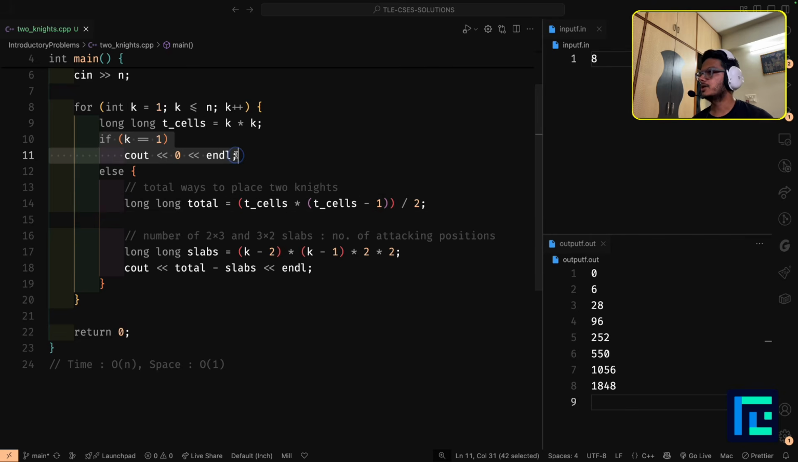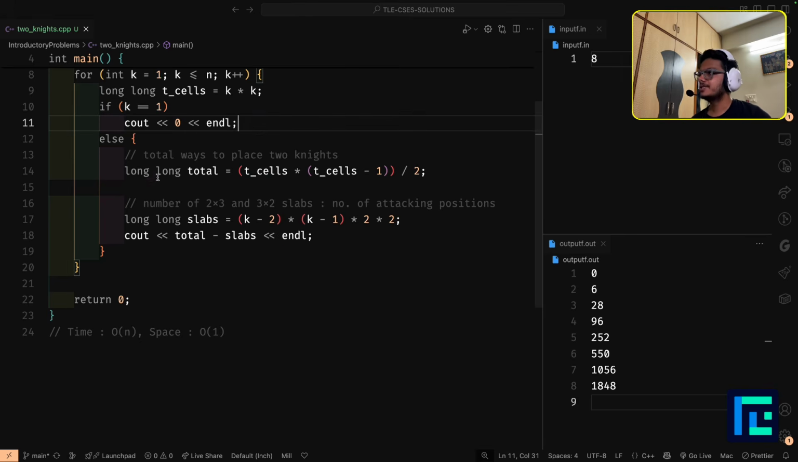If k equals 1, that is, if the chessboard size is 1 cross 1, there are no ways to place 2 knights because you have just a single cell, so output 0. Otherwise, calculate the total ways to place 2 knights and then calculate the contribution from the 2 by 3 and 3 by 2 slabs. So this is the total number of 2 by 3 and 3 by 2 slabs, and from each slab you have a contribution of 2 attacking placements, and then subtract it from the total, and that will be your answer.